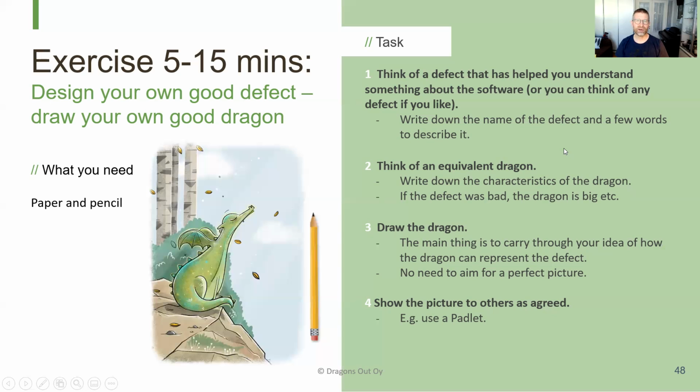No aiming for a perfect picture. Otherwise, the time is not enough. And again, share with others. It's good fun. If it's hard to think about a good dragon, just think about any dragon. Just pick another defect than the one you picked earlier for drawing your first dragon. So, draw.